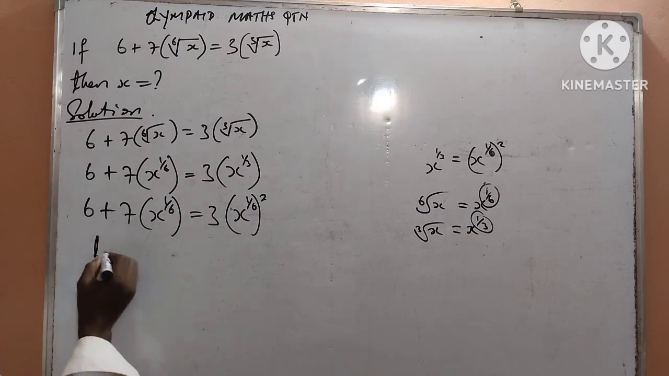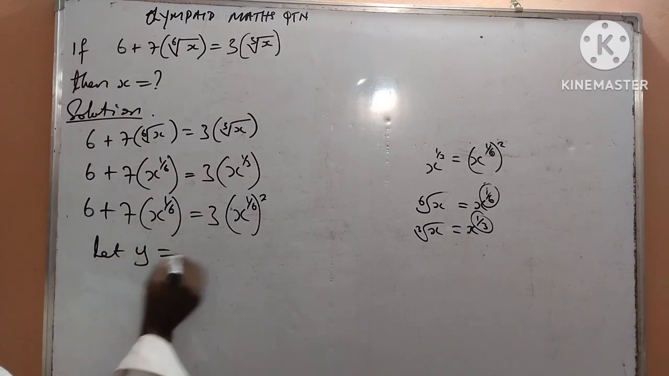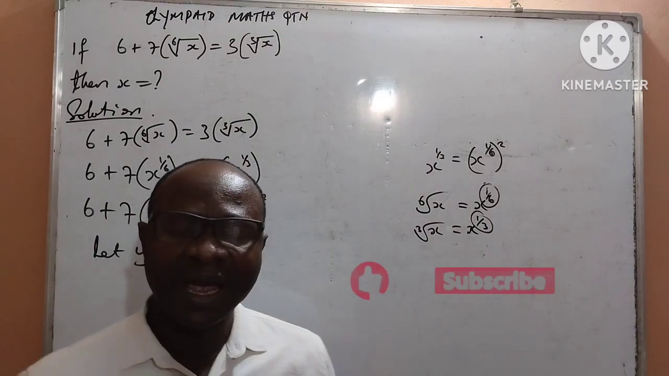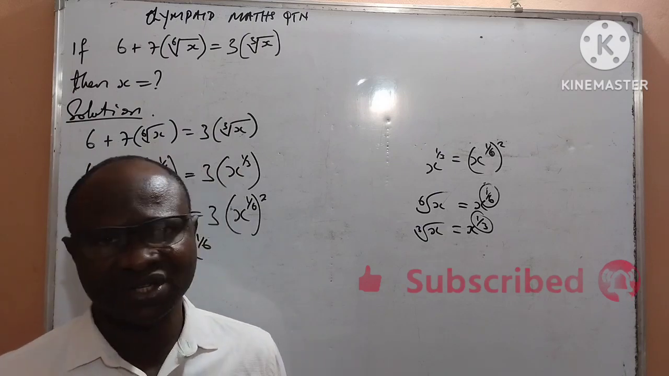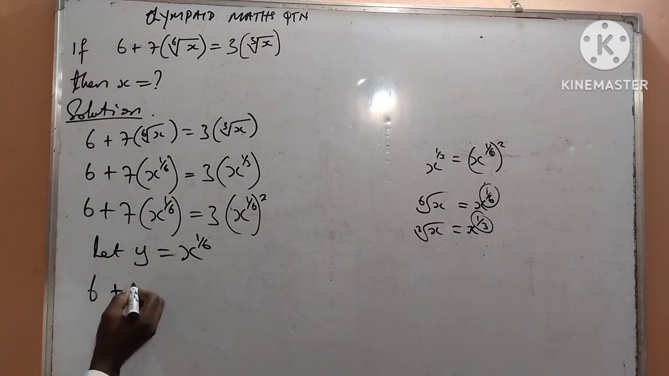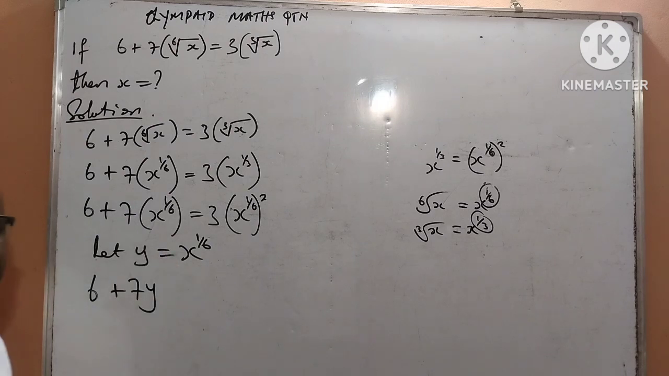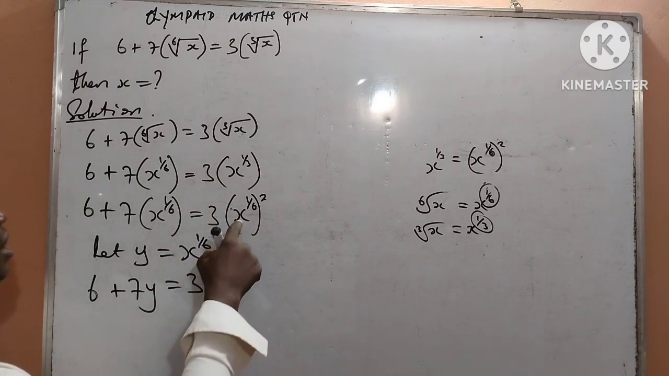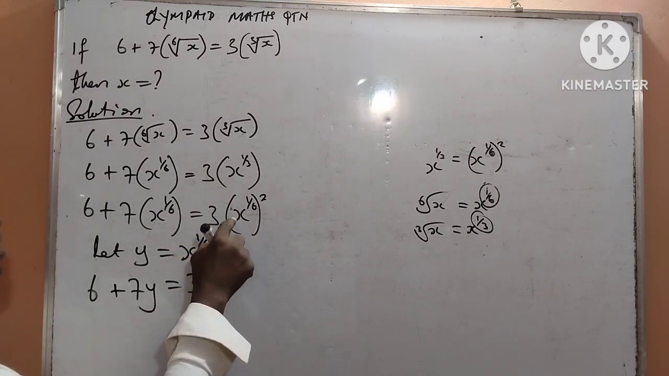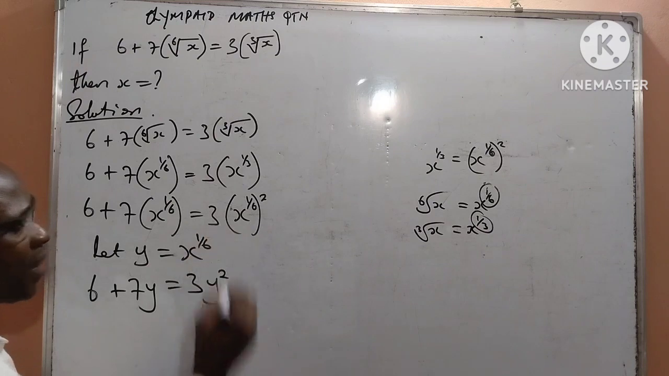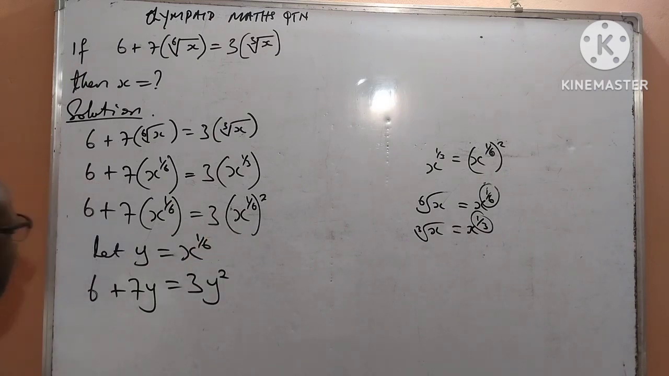Beautiful. Therefore, let y be equal to x raised to power 1 over 6. Meaning that anywhere I see x raised to power 1 over 6, I will now write it simply as y. Therefore, what next I will have is 6 plus 7 times y, equal to 3 multiplied by y, which is x raised to power 1 over 6. But still, there is a raised to power 2 there, so I have y raised to power 2. I think what I have done is very clear.